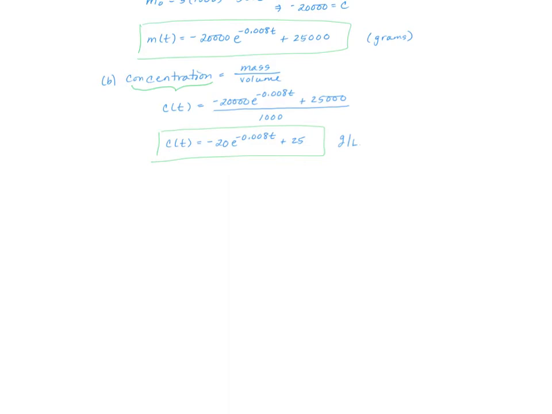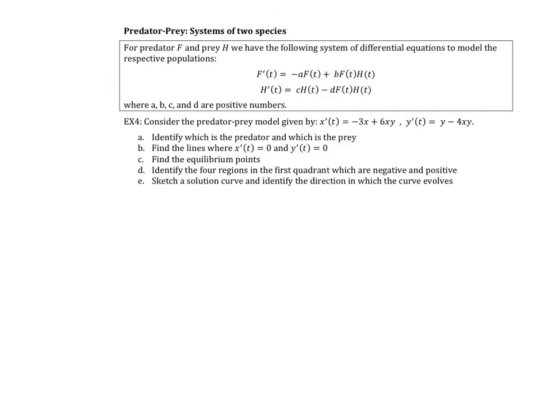Let's look at our last example. The last example we're going to look at is what we call a predator-prey model, where we're comparing two species, where one is the predator and the other is the prey. I'm going to use F for predator and H for prey, because this is modeled after a famous fox and hare problem, where the foxes are the predators and the hares are the prey.